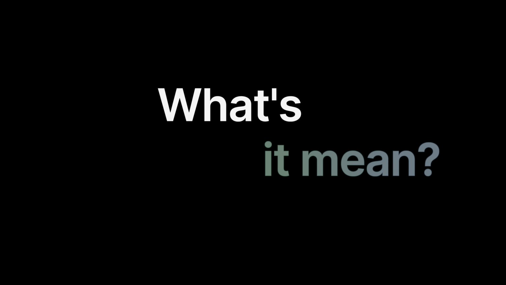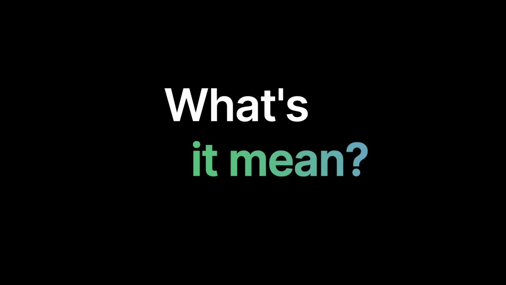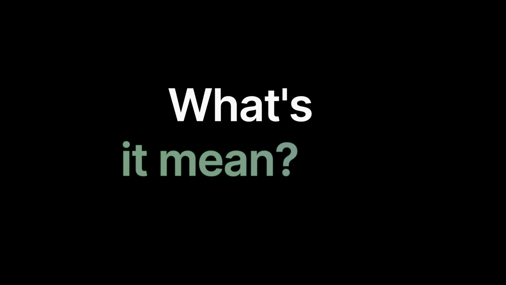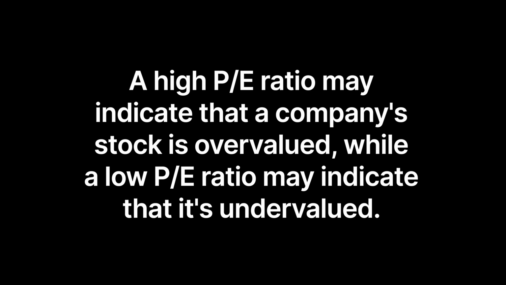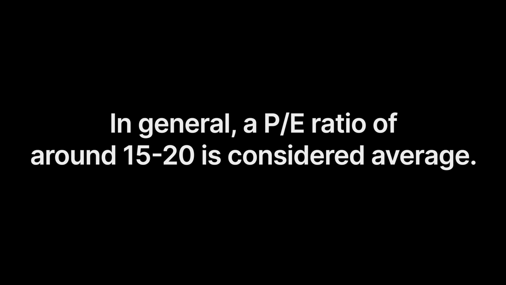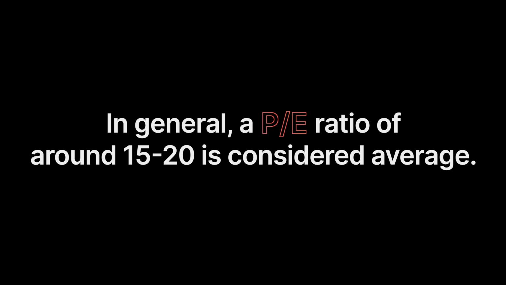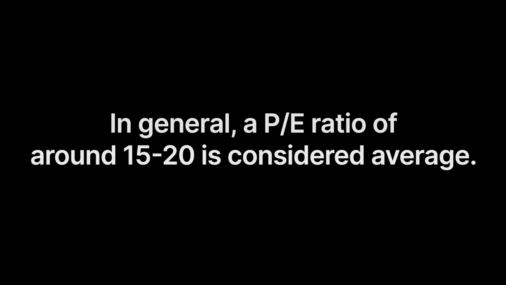So what does this mean? Well, the PE ratio can be interpreted in a few different ways, depending on the context. For example, a high PE ratio may indicate that a company's stock is overvalued, while a low PE ratio may indicate that it's undervalued. In general, a PE ratio of around 15 to 20 is considered average, although this can vary widely depending on the industry and other factors.